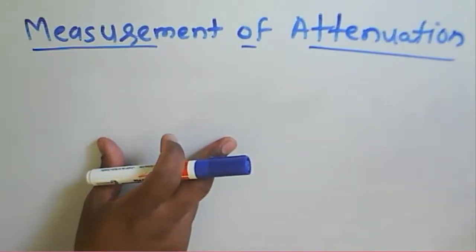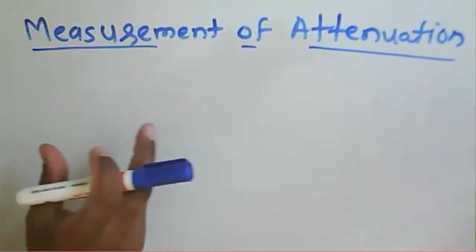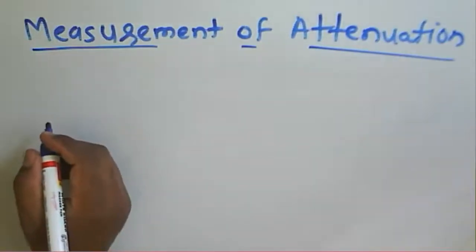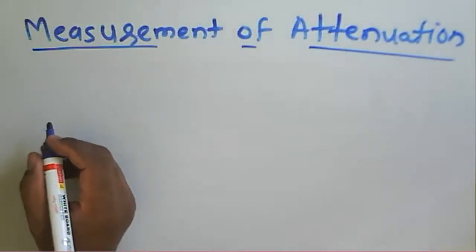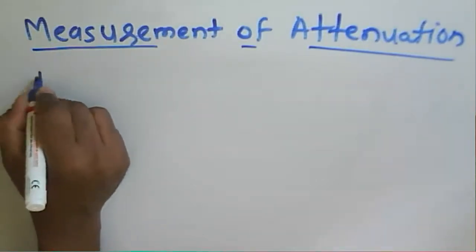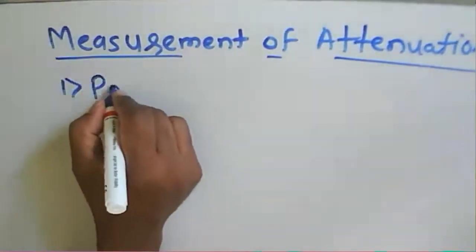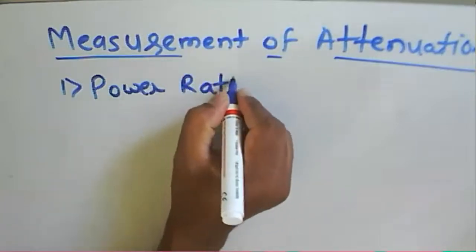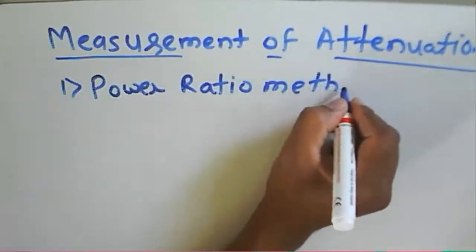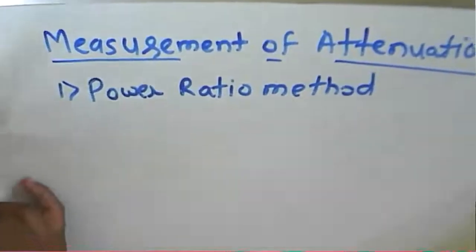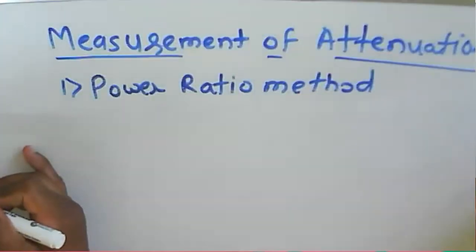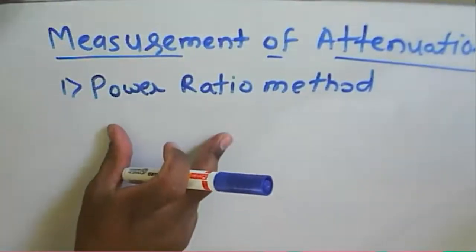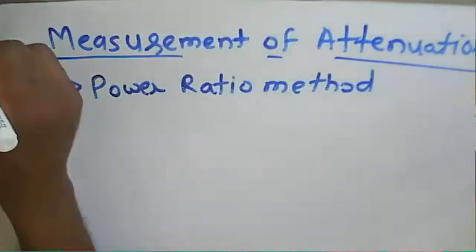That is in the form of what we call the attenuation. There are two types of attenuation measurement. One is the power ratio method, and the other is the substitution method. So we consider the power ratio method, and then the RF substitution method. We start first with the power ratio method, and then we see the RF substitution method.